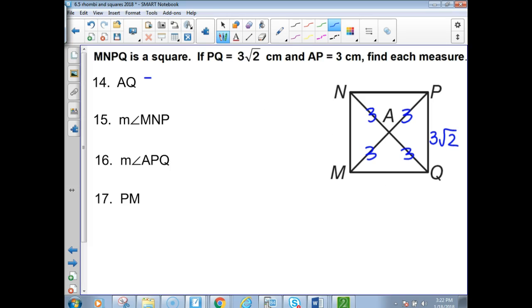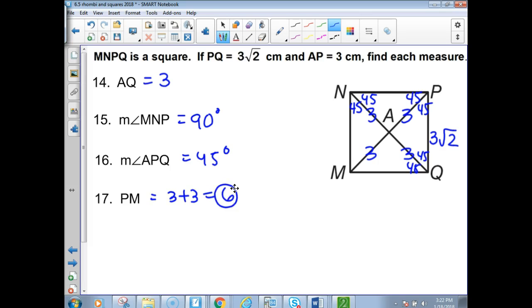What's the measure of angle MNP, which is a whole corner? That would be 90. Angle APQ is one of the 45s. Remember, these are all 45s, and the corners are cut in half. So APQ is 45 degrees, and P to M is 3 plus 3, so it would be 6. Okay, so far.